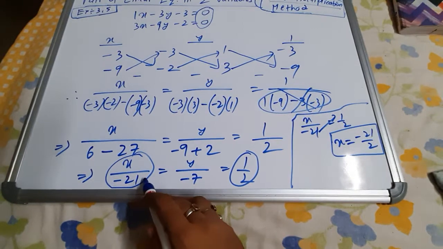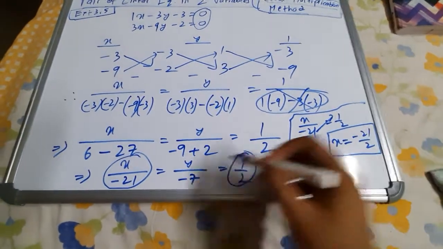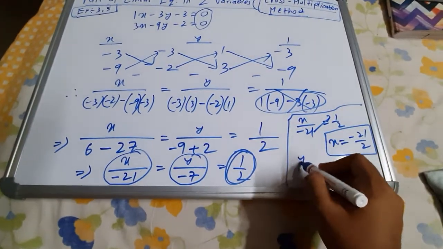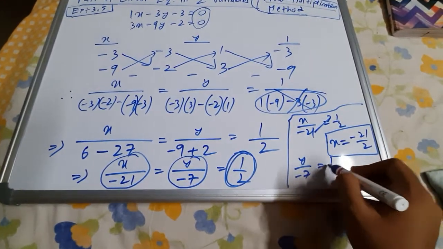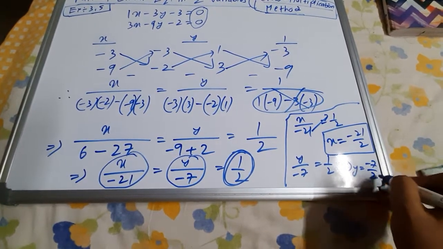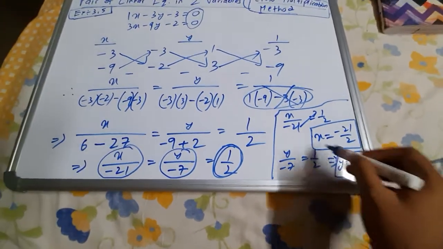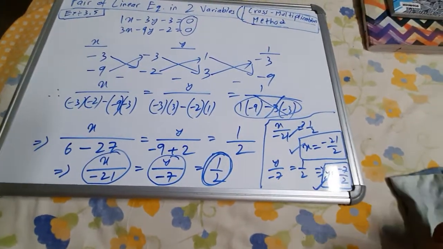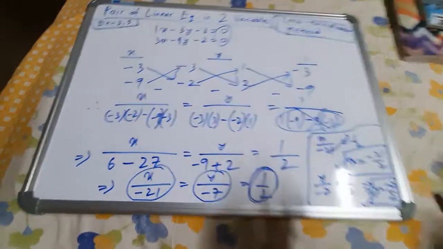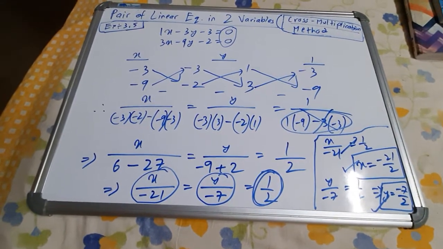You have to make x equal to this constant portion to find out x. Next you have to make y equal to this constant portion to find out y. So y by minus 7 will give you 1 by 2. Then y equals minus 7 by 2. This is your answer for x, and this is your answer for y. Understood? This was a very bad example that I have taken, but still I hope you understood the main concept of doing these sums. Okay, thank you.